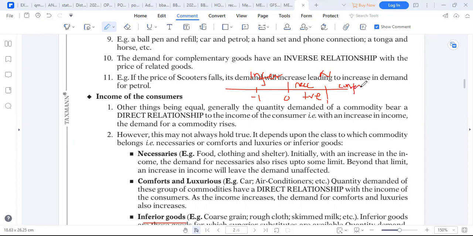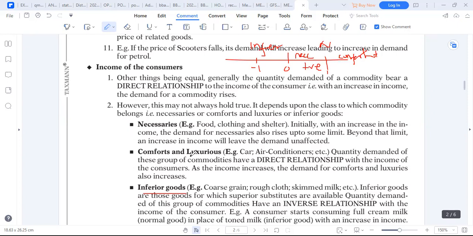it is a comfort good. Or this is a what? A luxurious good. So in this context, you need to understand elasticity as well. Elasticity is simply the responsiveness that we have in demand for a particular good with changes in price and the other factors that affect demand.